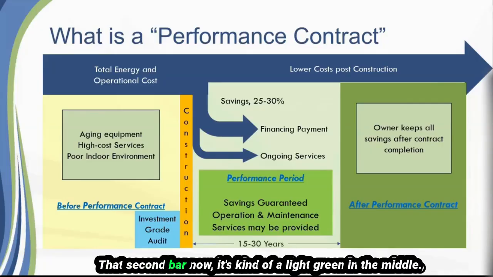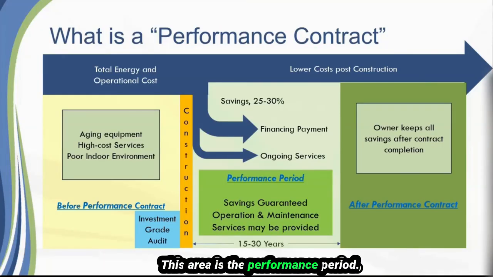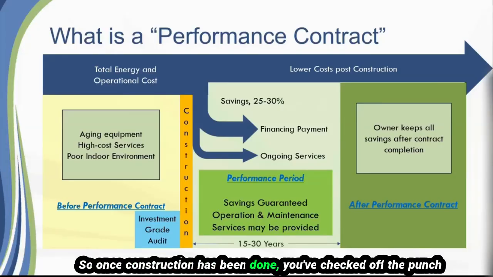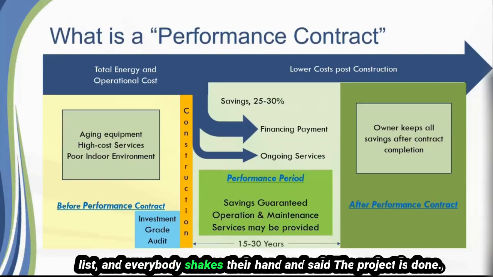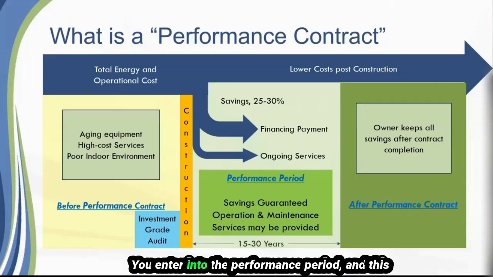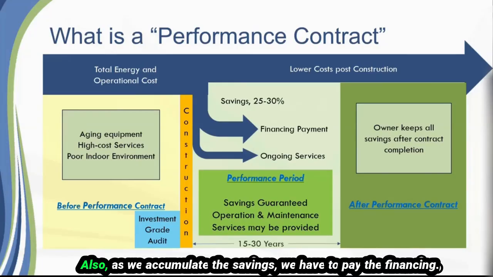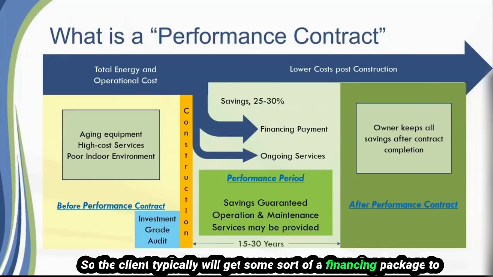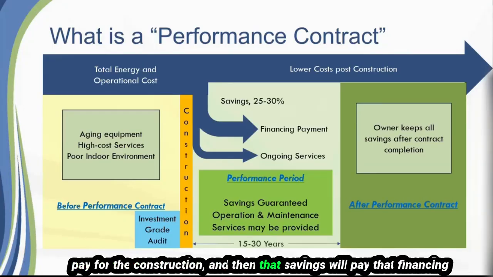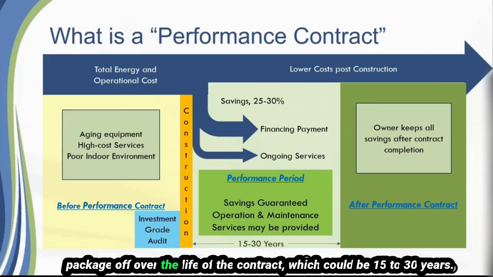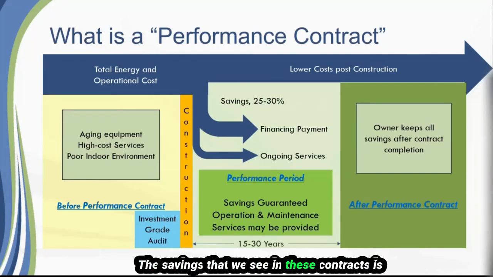That second bar, now it's kind of a light green, in the middle, this area is the performance period. So once construction has been done, you've checked off the punch list and everybody shakes hands and says the project is done, you enter into the performance period. This is where the savings begins to accumulate. As we accumulate the savings, we have to pay the financing. The client typically will get some sort of a financing package to pay for the construction. And then that savings will pay that financing package off over the life of the contract, which could be 15 to 30 years. The savings that we see in these contracts is often somewhere around the range of 25 to 30%.